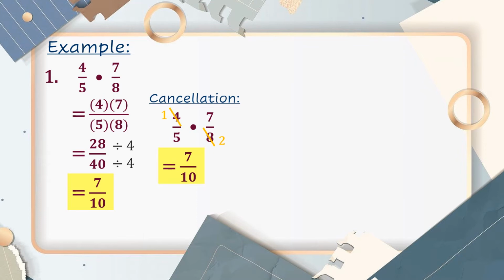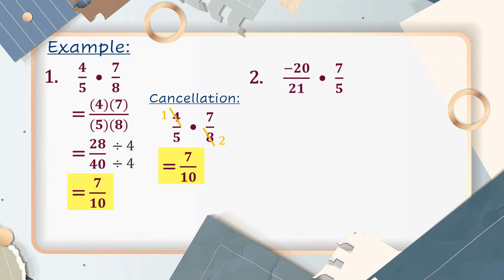So, i-multiply natin. 1 times 7 is equal to 7. Then, 5 times 2 is equal to 10. So, the answer is 7 over 10. Next example is negative 20 over 21 times 7 over 5. So, as you can see, we have negative and then positive. So, our answer is negative.